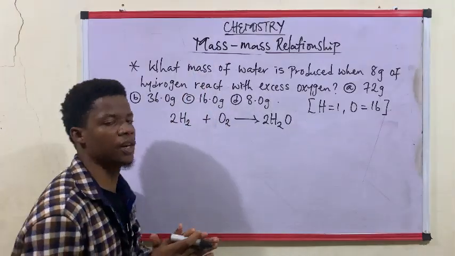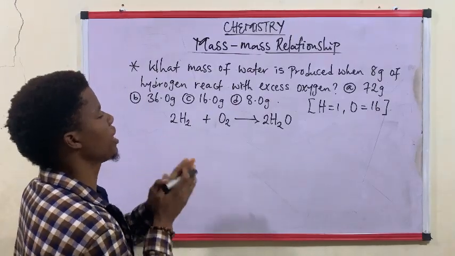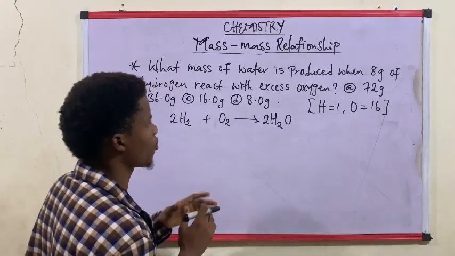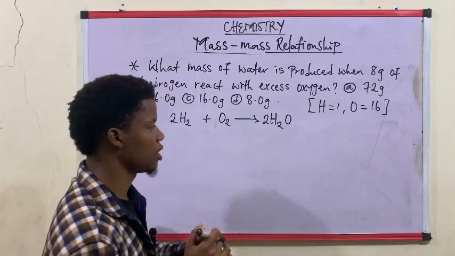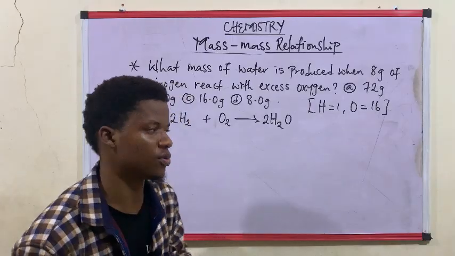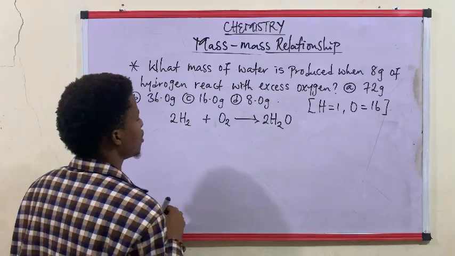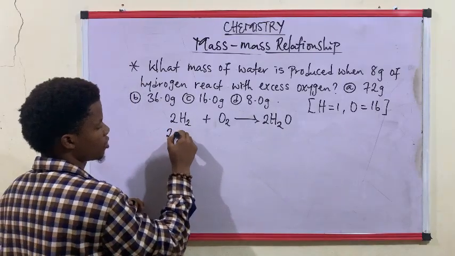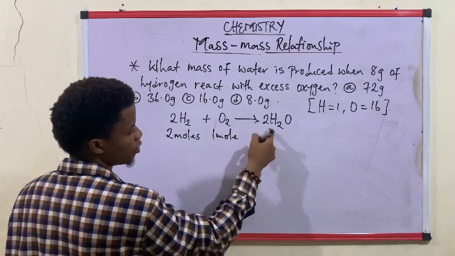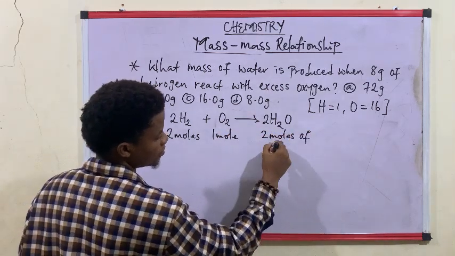So that's question 3. Now question 4 says, what mass of water is produced when 8 gram of hydrogen reacts with excess oxygen? Now, I told you in stoichiometry, you must first of all write a balanced chemical equation. So we already have our balanced chemical equation, hydrogen plus oxygen, to give us this. So this is 2 moles of hydrogen reacting with 1 mole of oxygen to give us 2 moles of water.